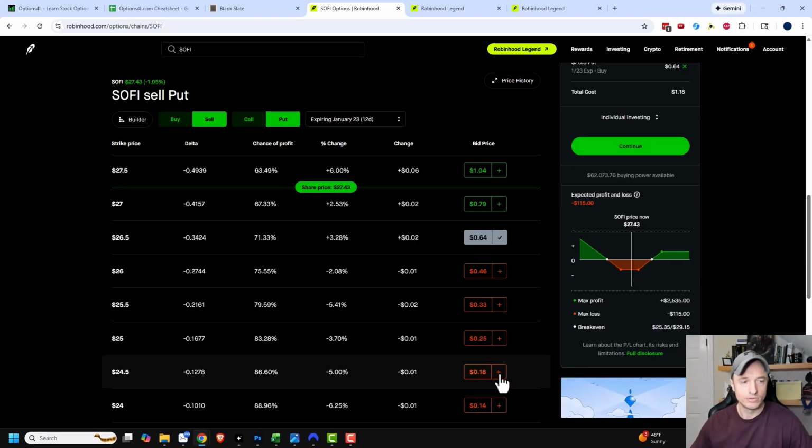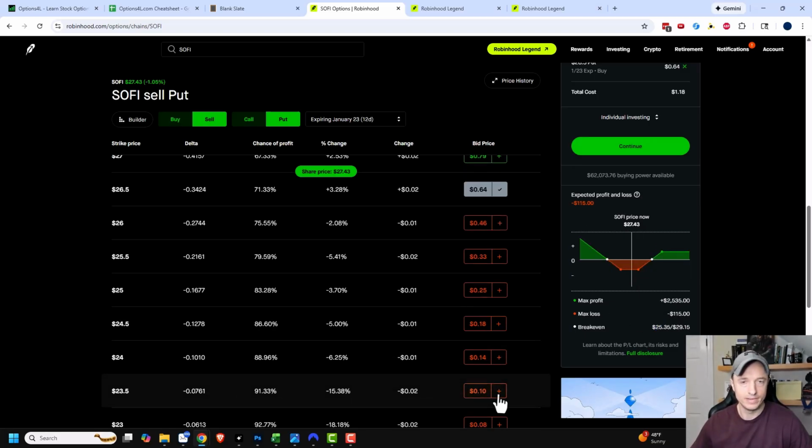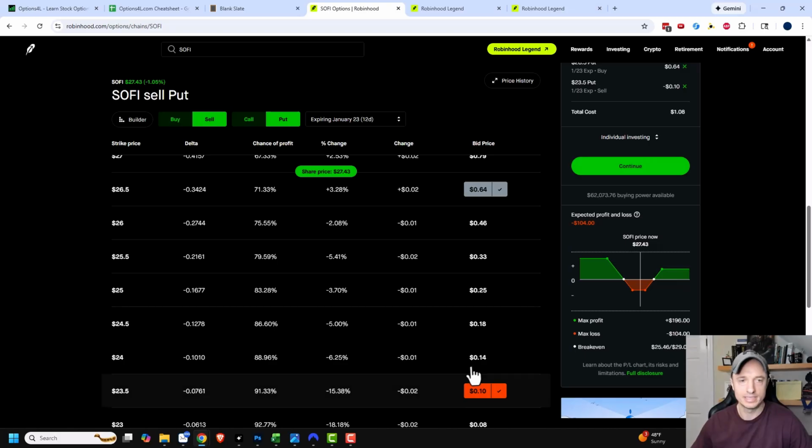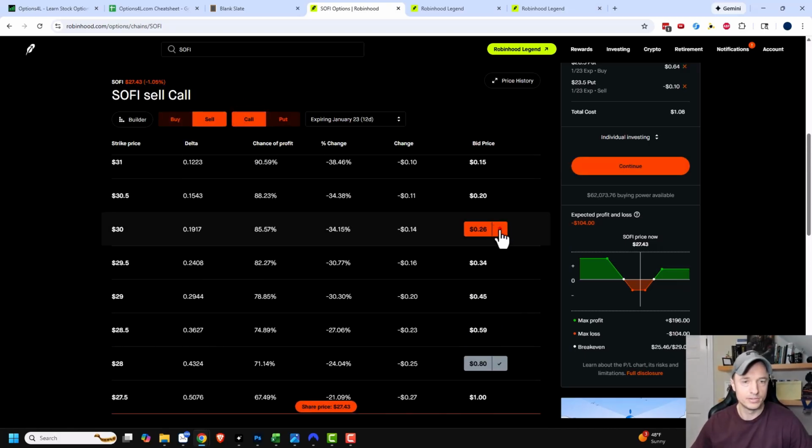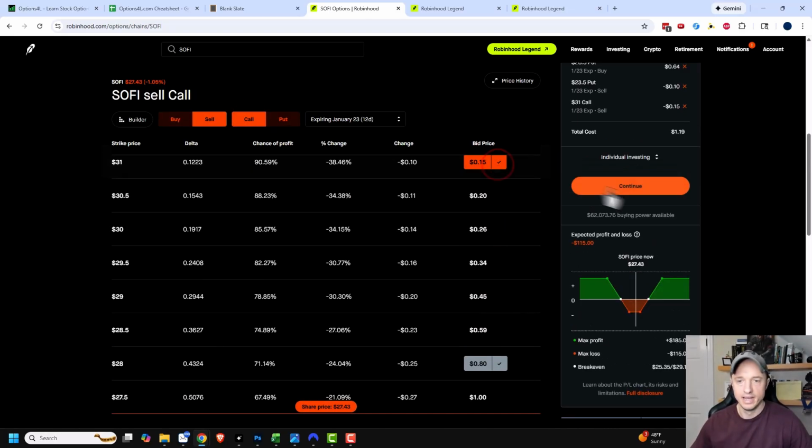So we'll get off of 24.50 and we'll go to 23.50 and we'll go ahead and sell that position. And then we'll switch to the call side, and we're going to go ahead and move this one up to $31 instead. And there we go. So now my max profit is 185, where my max loss is 115.